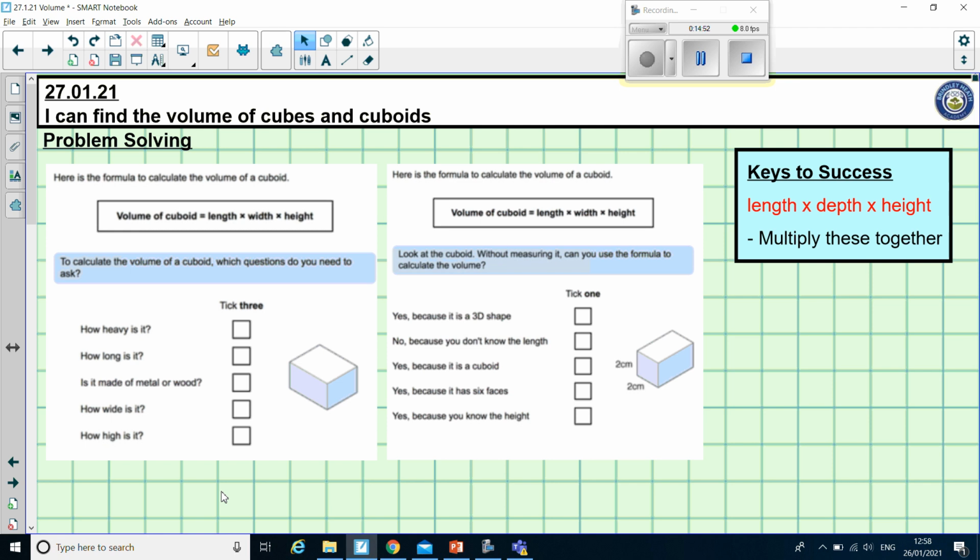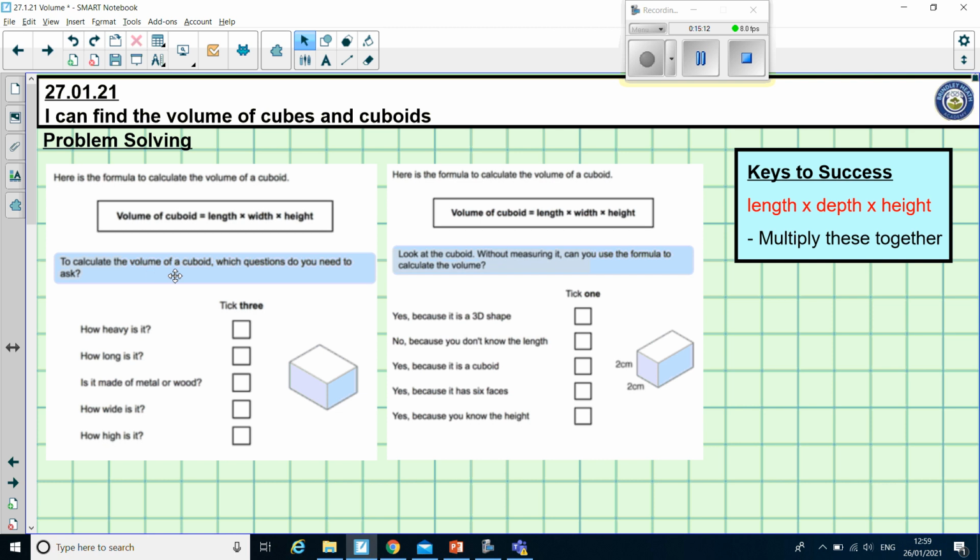So the first one here then, we've got, here is the formula to calculate the volume of a cuboid. Length times width times height. Okay, that's exactly what I've just been saying. They've just used width instead of the word depth, but it's the same thing. Okay, remember, as long as you know the three measurements, it doesn't matter which one's which.